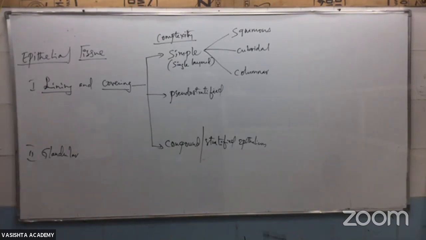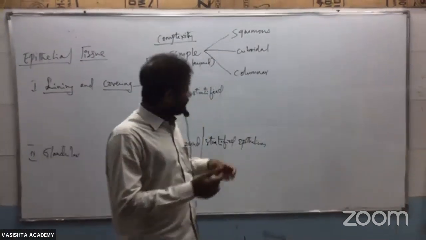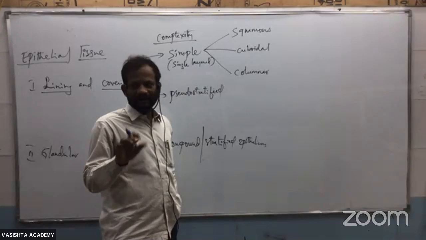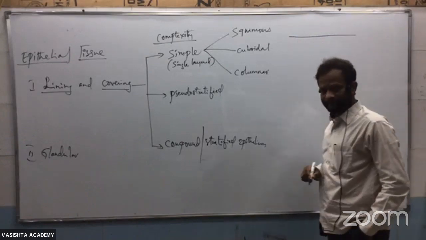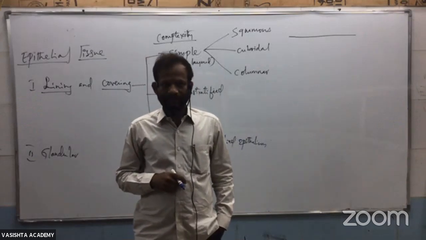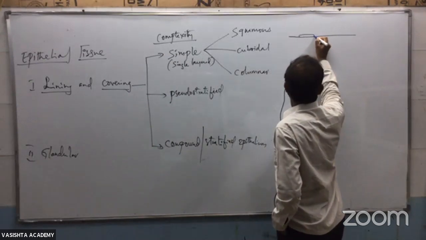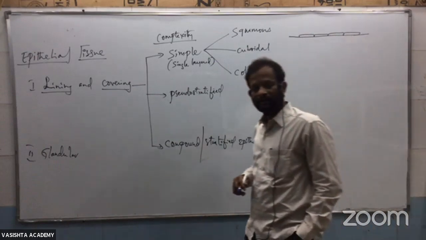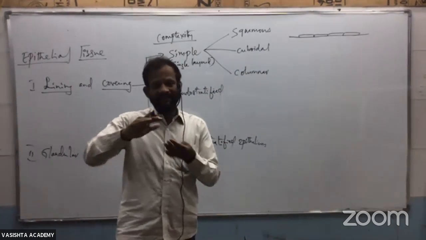Right. So if we take that simple squamous, the cells are present on the basement membrane. I will show here. Basement membrane. What type of cells are called as squamous cells? Very thin, flattened. So the cells are flat cells, very thin cells, like this. So in this diagram, I am showing 4 cells. They are very flat.